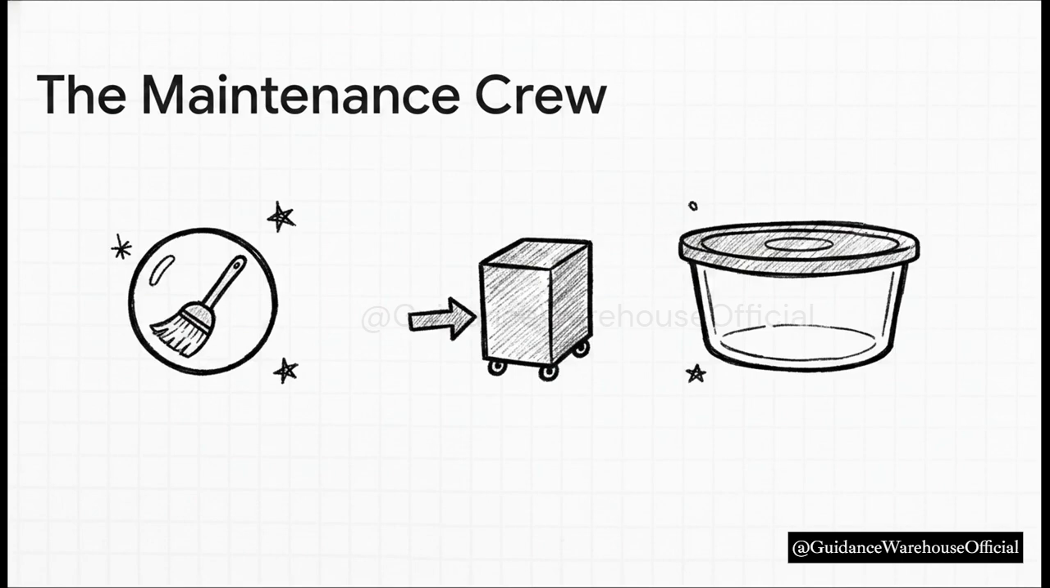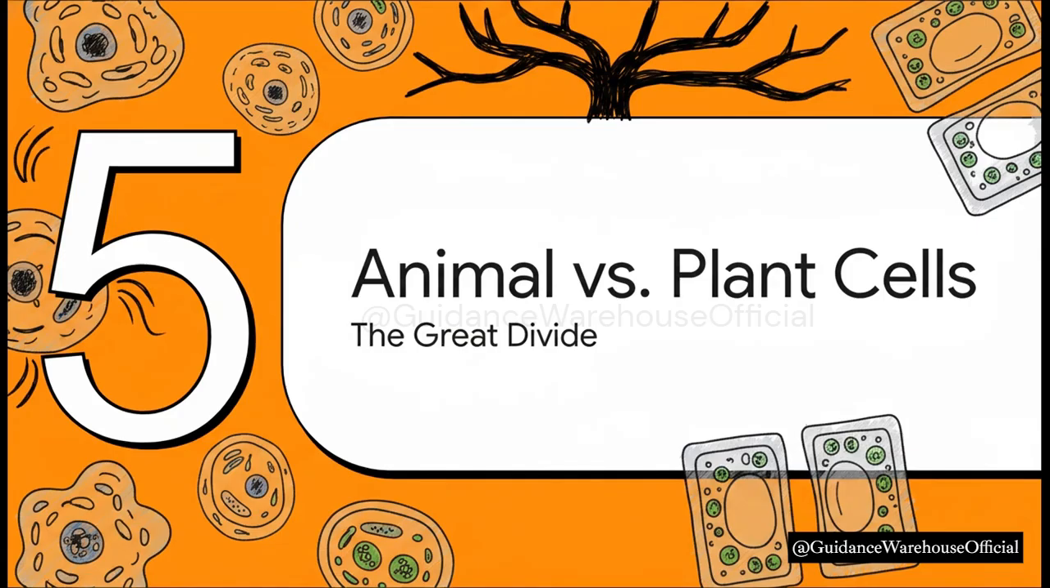Pretty smart, right? We also have vesicles and vacuoles. Think of them as the cell's Tupperware and shipping containers. Vesicles move things around and fuse with other membranes, while vacuoles are much larger and strictly meant for storage. Moving on to Section 5, Animal versus Plant Cells, the Great Divide.